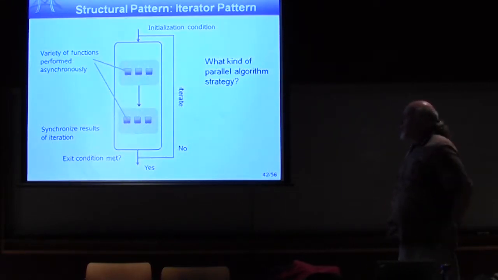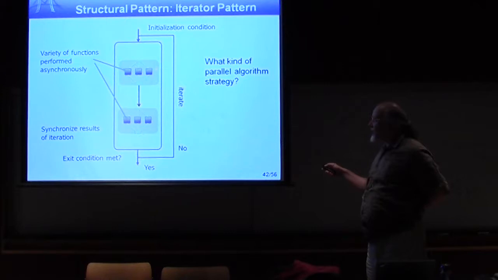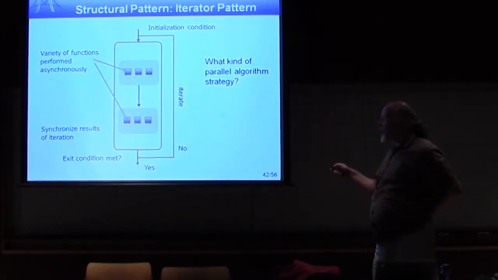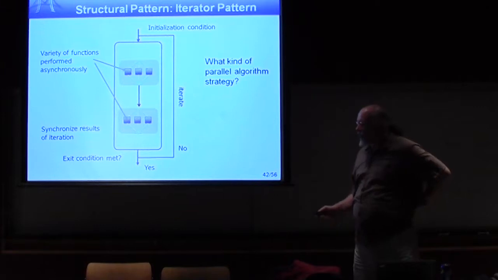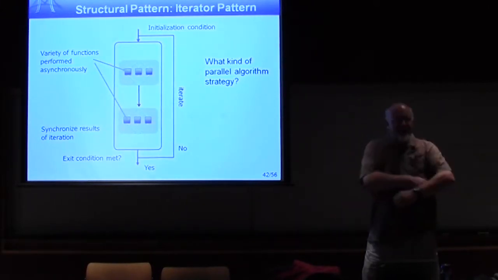Okay, iterator pattern. Remember this, we have an initialization condition, we do a bunch of stuff, that all has to come together to create a barrier, conceptually or in fact, and then we check an exit condition. If we met the condition, fine, we're done, otherwise we keep iterating. Okay? So let me ask first, what are some examples of this?